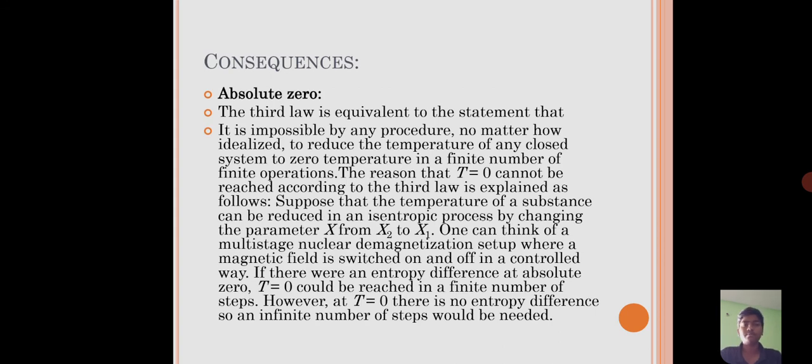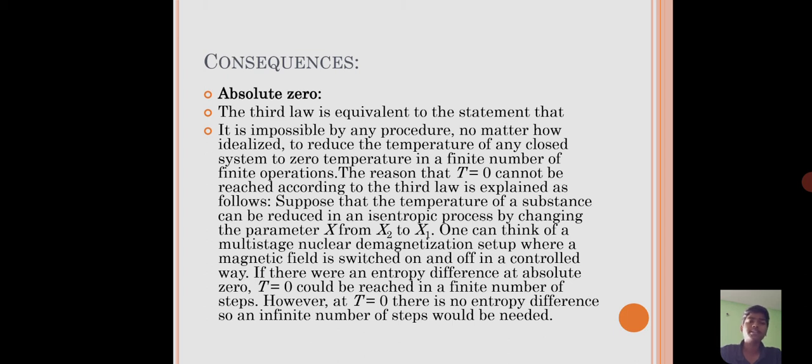Consequences. Absolute zero. The third law is equivalent to the statement that it is impossible by any procedure, no matter how idealized, to reduce the temperature of any closed system to zero temperature in a finite number of finite operations.